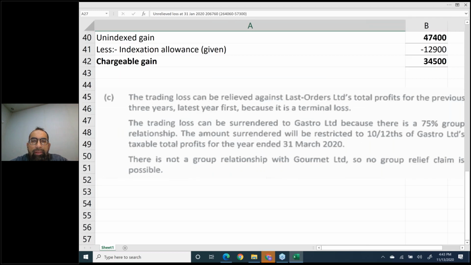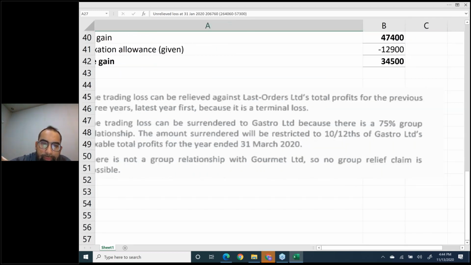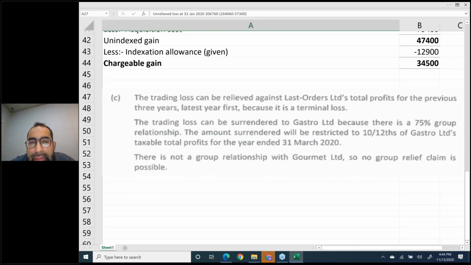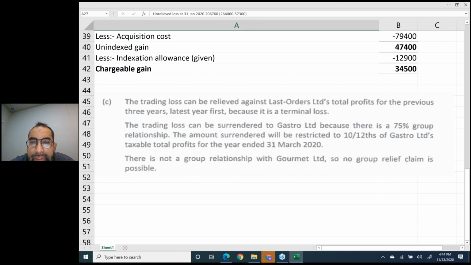Now, the trading loss can be relieved against Last Order Limited's total profits. See, in the first instance, they are saying about the same company. Our company's name is Last Order. The trading loss can be relieved against Last Order Limited's total profits for the previous 3 years, latest year first. Latest year first means LIFO, because it's a terminal loss.